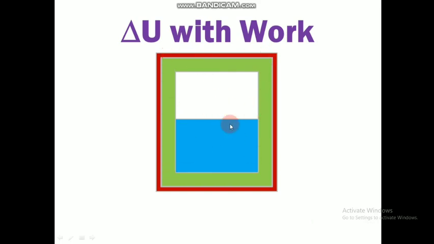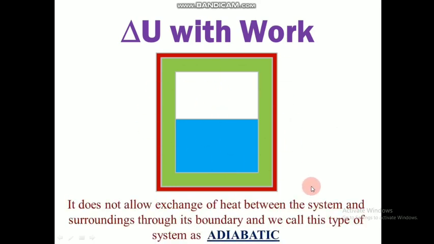The system will not allow its heat to go outside, or it will not allow heat to enter from outside to inside the system. So this type of system is known as an adiabatic system, where it does not allow exchange of heat between the system and surroundings through its boundary, and we call this type of system adiabatic.